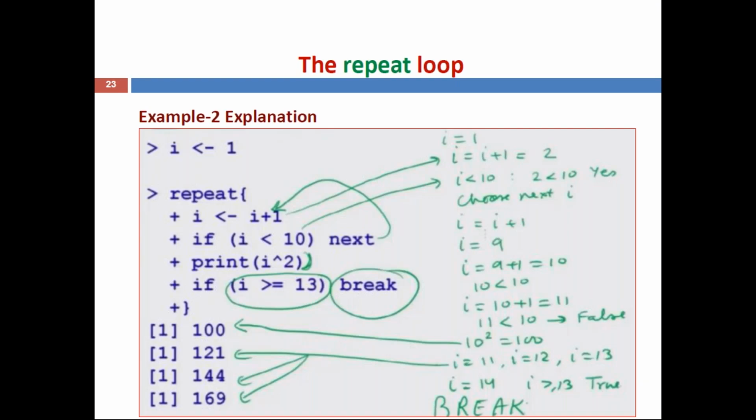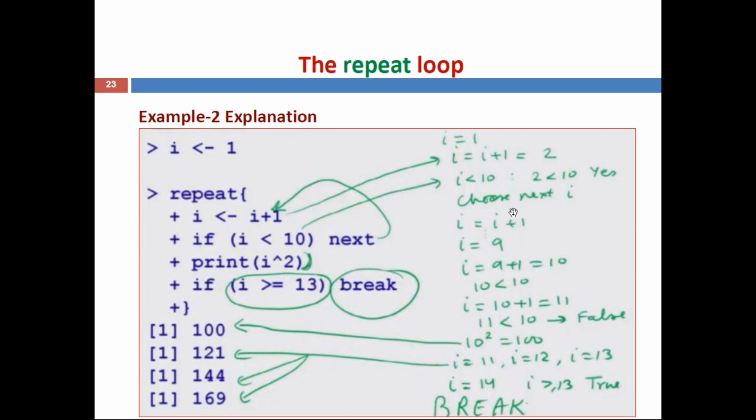So here you can observe. First it starts with I. Now I is increased by 1, so 1 plus 1 is 2. Now, is 1 less than 10? Yes, this condition is true. Now it comes to the next line. If the condition is true, it comes to the next line. Then again I equal to I plus 1.